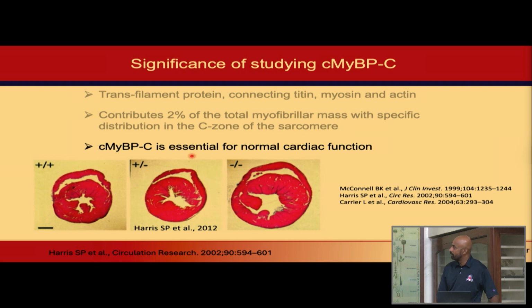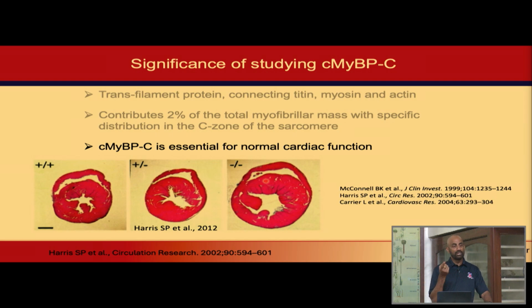What happens if you remove myosin binding protein C by knockout? So this is a mouse heart, wild type, 3 months, normal, whereas this is a heterozygous. One allele is completely removed, another allele we have, and here we have both alleles gone. You can see there is a hypertrophic phenotype within 3 months if you don't have myosin binding protein C.